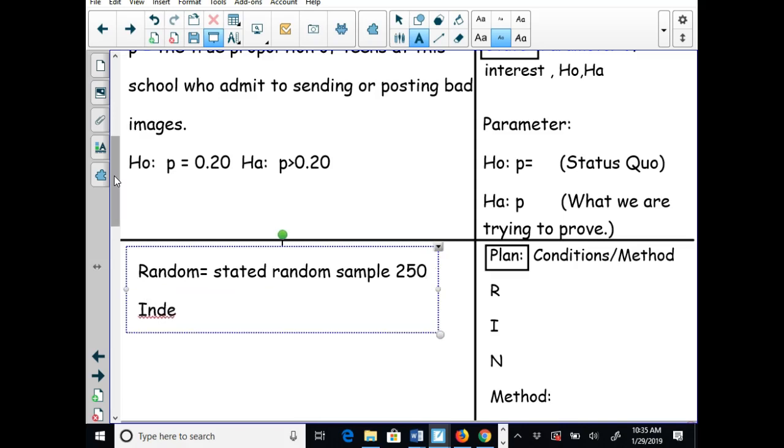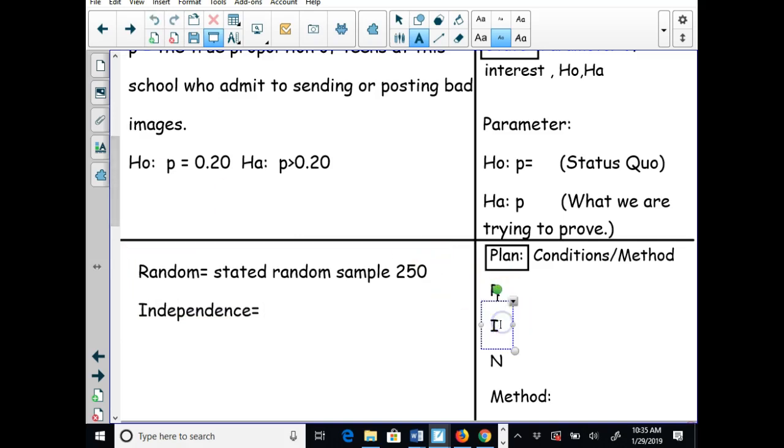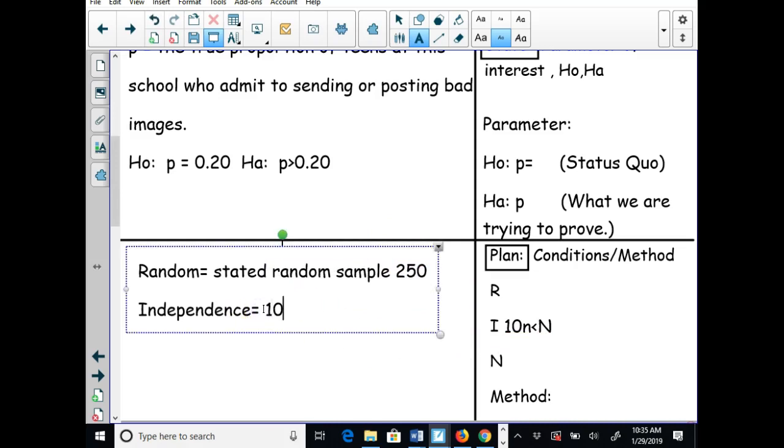I stands for independence. That's our 10N rule. So write that over on the side if you've forgotten. 10N has to be less than capital N, our population. So our n is 250, which we state right up there. 10 times 250 has to be less than all students at the school.